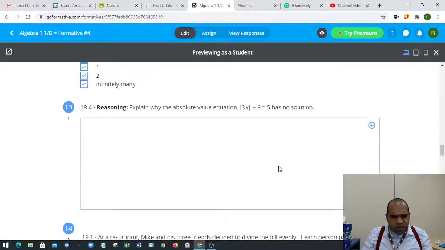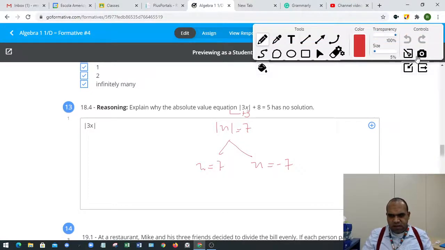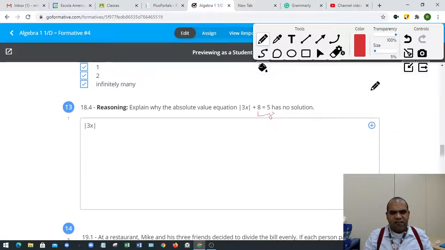Reasoning: explain why the absolute value equation has no solution. Remember, I told you guys, in this case we have the bars. Where are the bars here? It's here. 3x. I move this positive 8 by its opposite. I prefer to use the drawing. Let's draw it. It's better. The first thing, I need to move 8 by its opposite, negative 8. 5 minus 8 is negative 3. Negative 3 equals the absolute value of 3x.